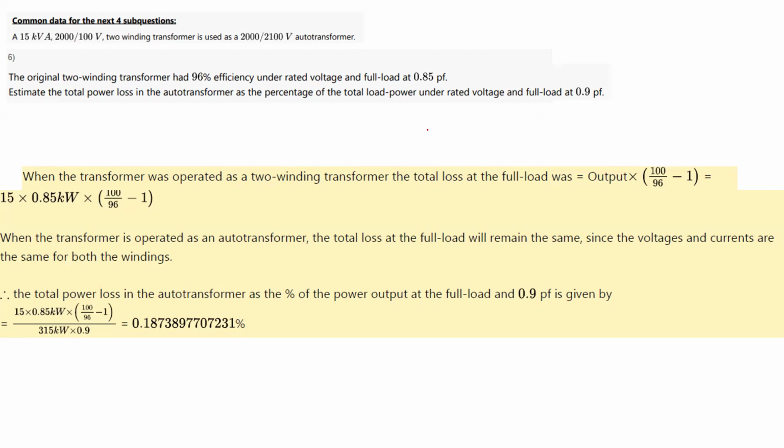So here if you see, so basically efficiency is output power by input power. Now, input power is what? Input power is nothing but output power plus losses.